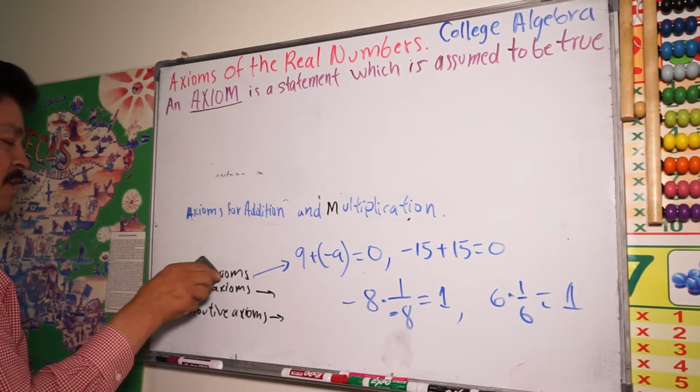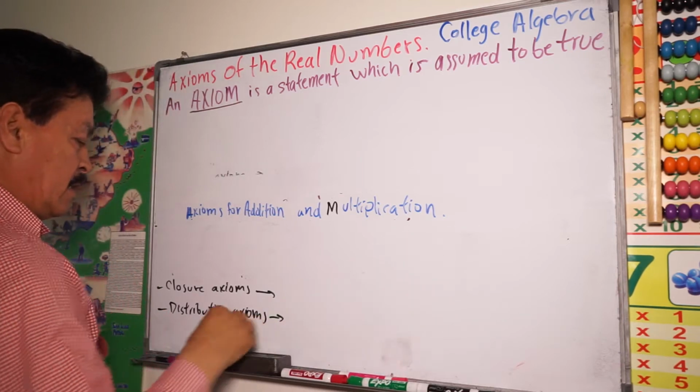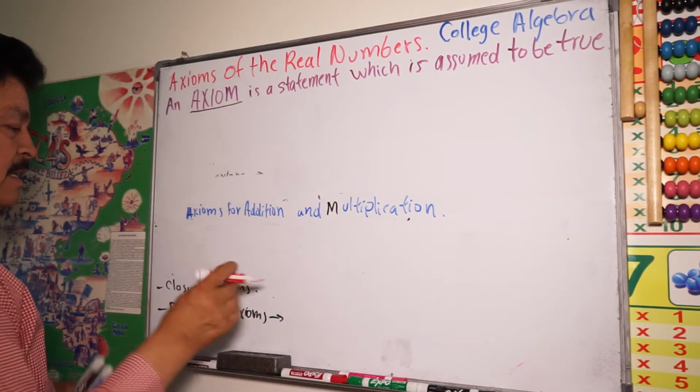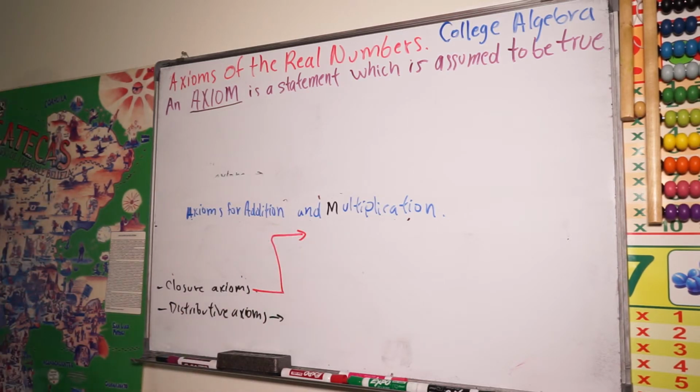So let's go to closure. The next axiom is like this. One example, the closure axioms.